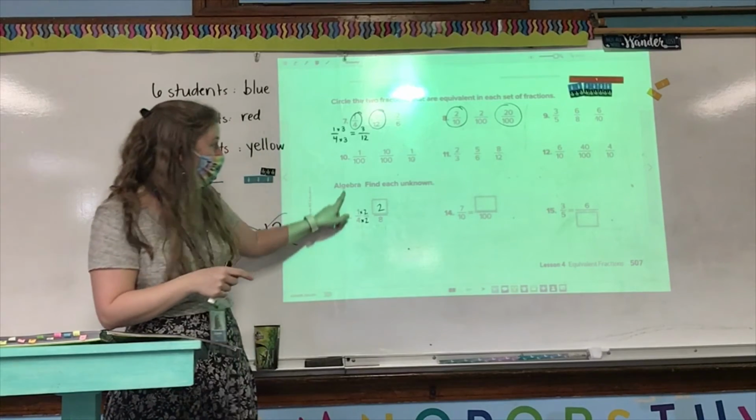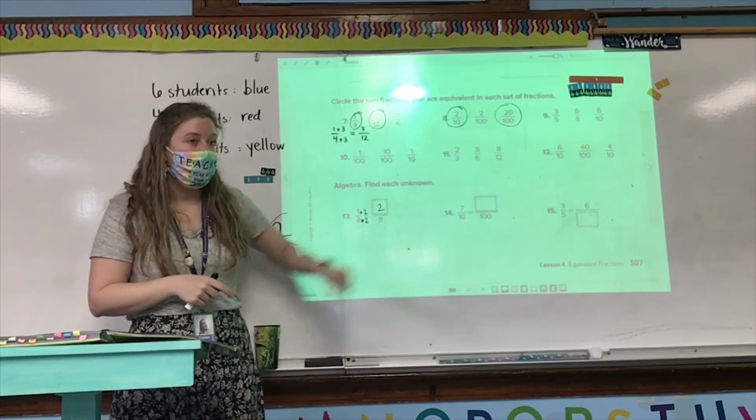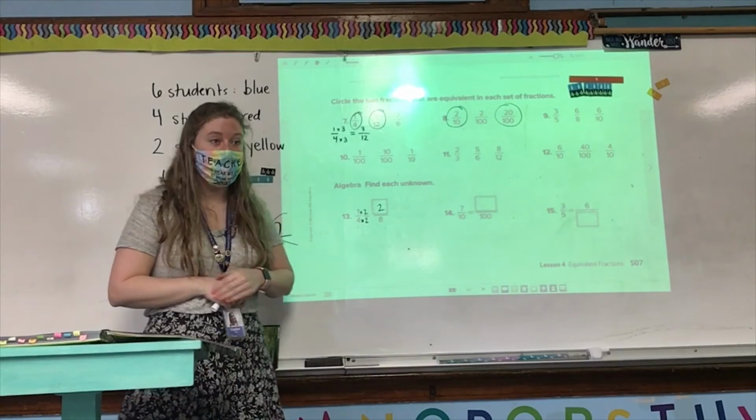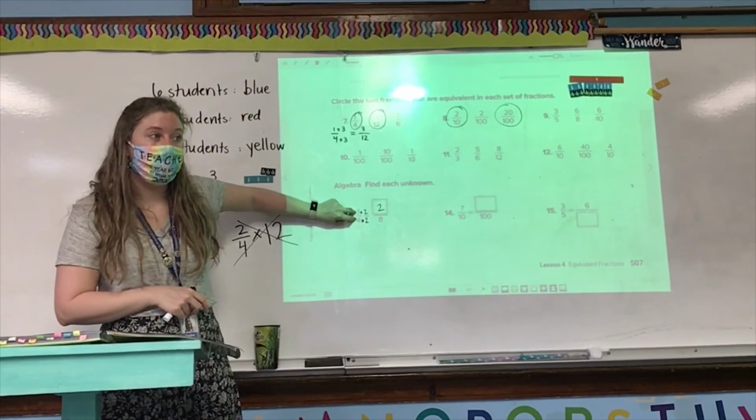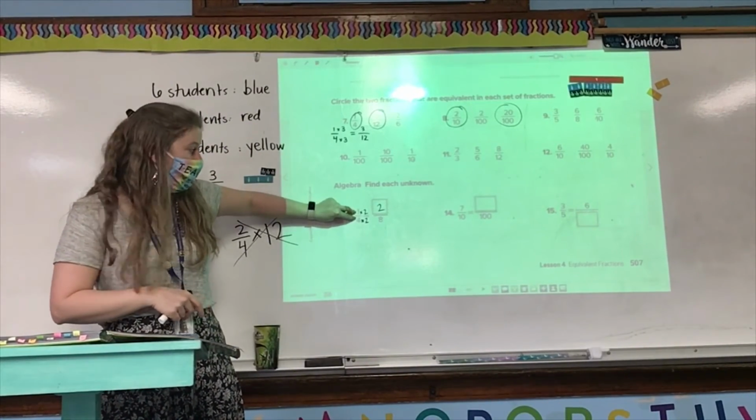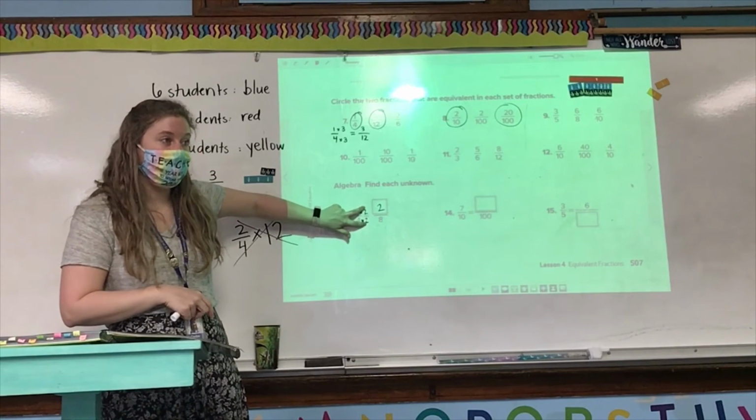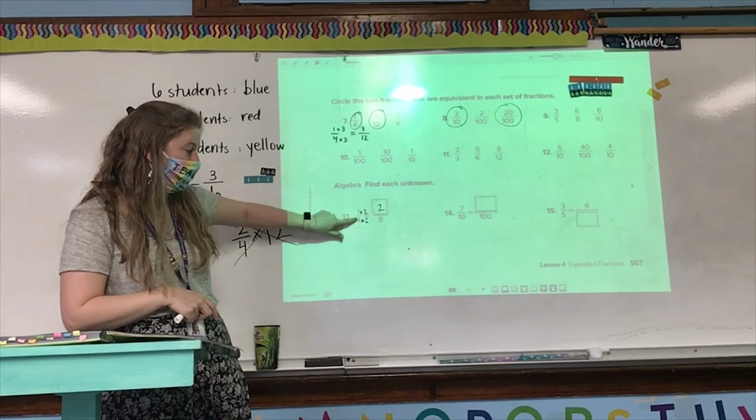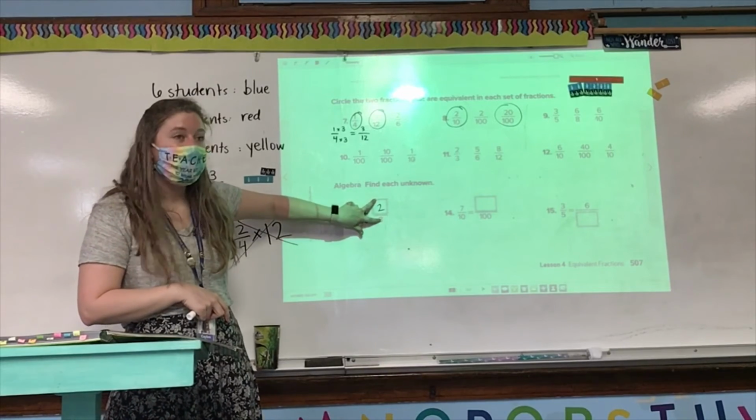Then you have to show me what the equivalent fraction is. So first you write the fraction the problem is telling you. Then you write what you multiplied or divided by, twice, once next to the numerator, once next to the denominator, and then you write the answer.